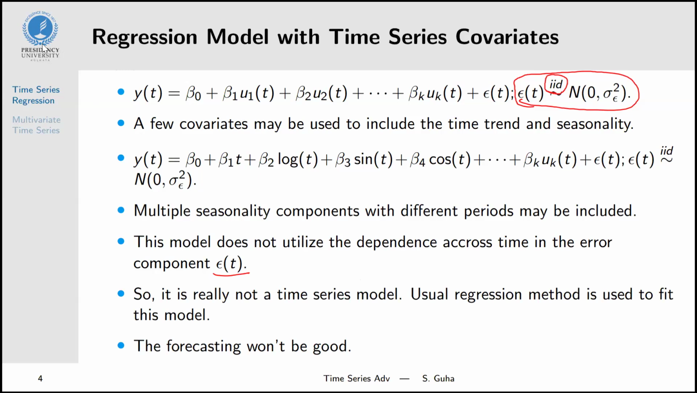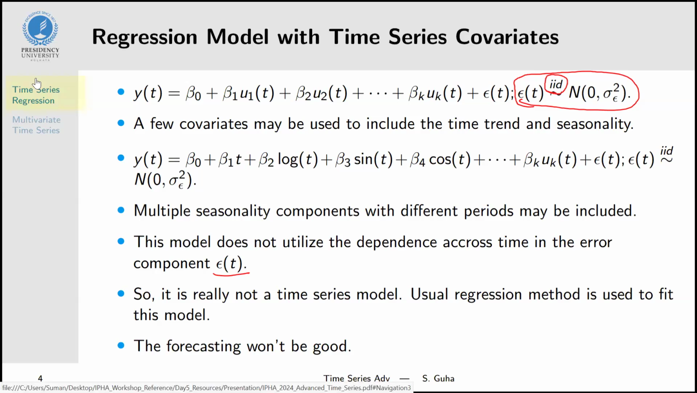But in that case, the forecasting won't be good because we are not accounting for the fact that these errors are actually correlated, and the model is assuming that they are independent. It is not true. It cannot be true. So a more realistic model is to assume that this error part is actually not IID, but follows some time series model.